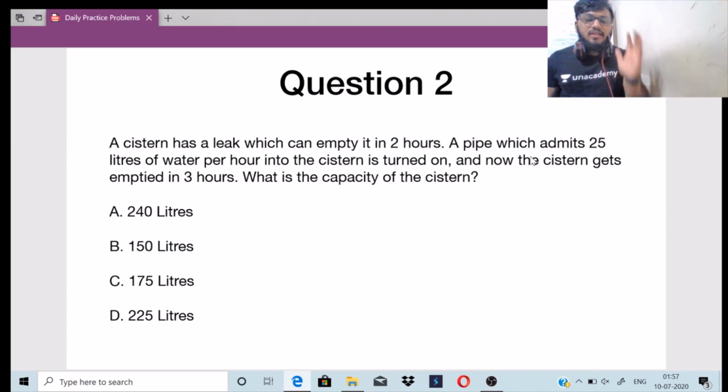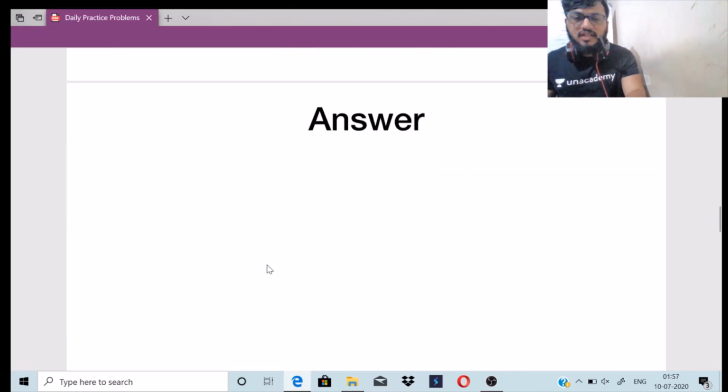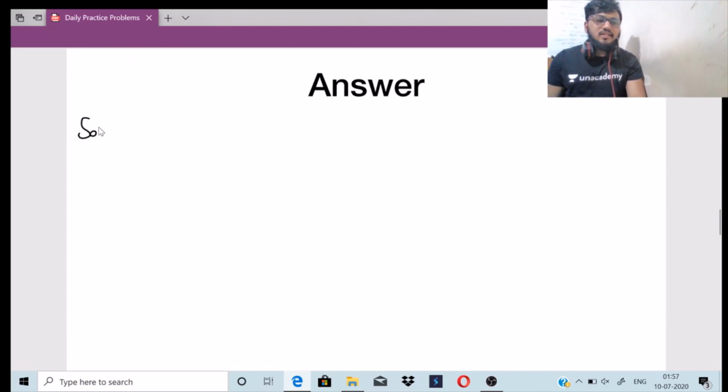A pipe is admitting, that is, filling up around 25 liters of water per hour, and at this point of time, the pipe is turned on. Now the cistern gets emptied in 3 hours. So what was the capacity of the cistern? It can basically empty in 2 hours, but when 25 liters of water is admitted, it is emptying in 3 hours. Four options are there. This is quite an easy answer.